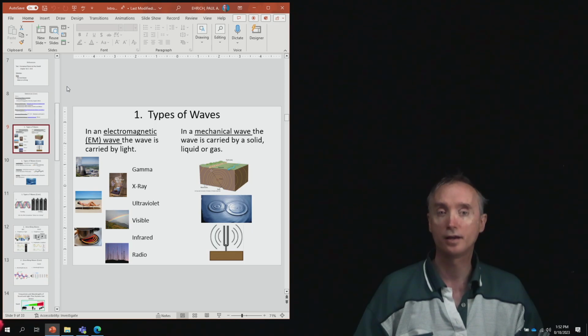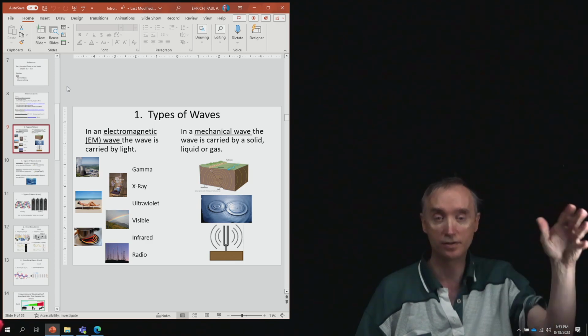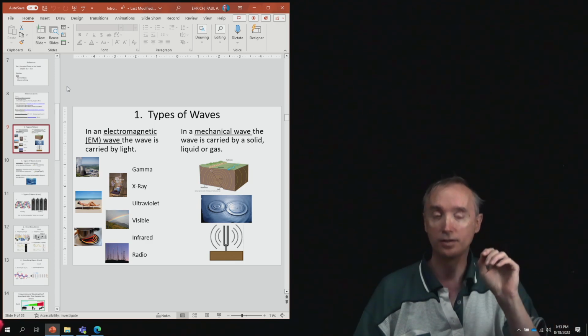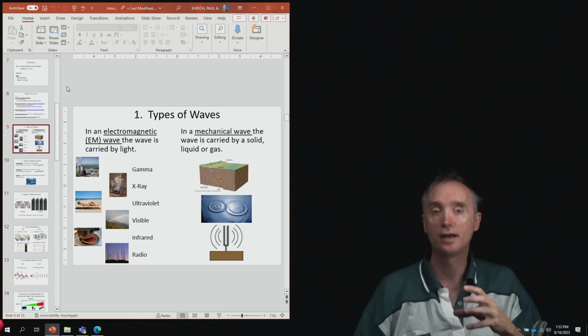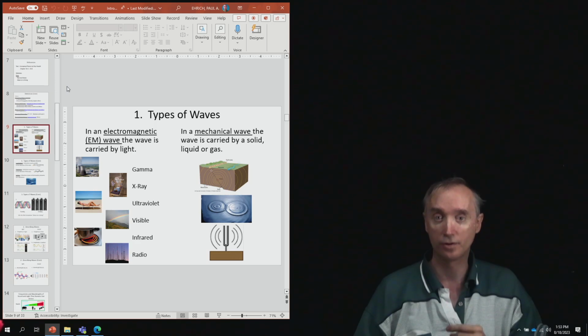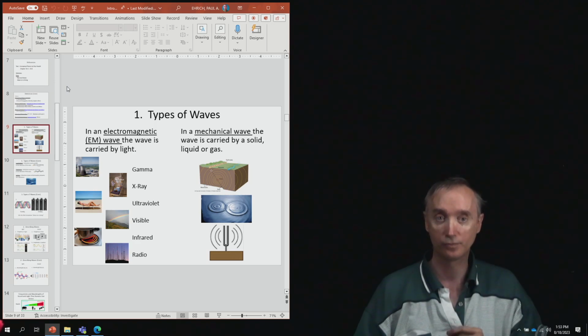So the other kind of waves are mechanical waves. So a mechanical wave is going to require something moving in order to transmit the wave. In the case of electromagnetic waves, you do not. So you do not need to have anything that is going to be carrying the electromagnetic wave. So an electromagnetic wave can go right through outer space.